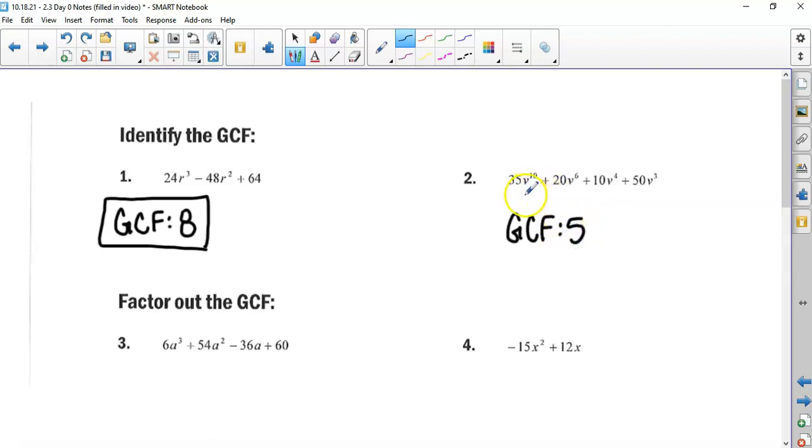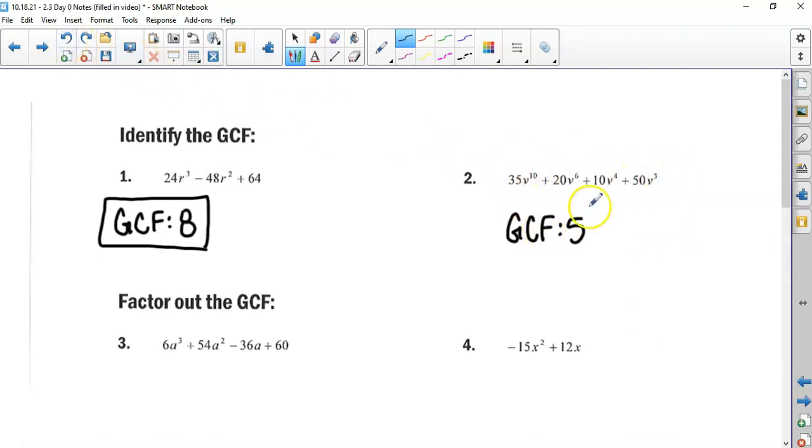Now I'm looking at the V terms. I have V to the 10th, V to the 6th, V to the 4th, V to the 3rd. Here's the key. You want to take the same number of V's from each of these terms. So the way that I think about it is imagine you had 4 friends that each had a certain amount of money. This friend has $10, this friend has $6, this friend has $4, and this friend has $3. You want to take the same amount of money from each friend. So this guy, who has the least amount of money, is really determining what you can take from all of your friends. Like just because this person has $10, it doesn't matter. This person only has $3.